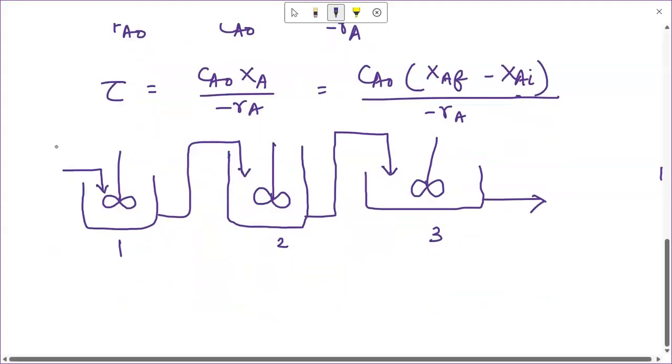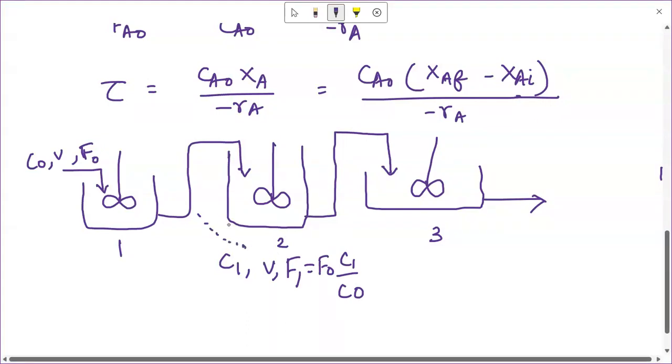So at the first reactor, we have C0 concentration, V as the volumetric feed rate, and small v, if not, as the molar flow rate. Okay, for this second reactor, we have C1, V, and F1. This is again equal to F0 C1 by C0. Okay, this is at the inlet point. Let me just write this at the inlet point.